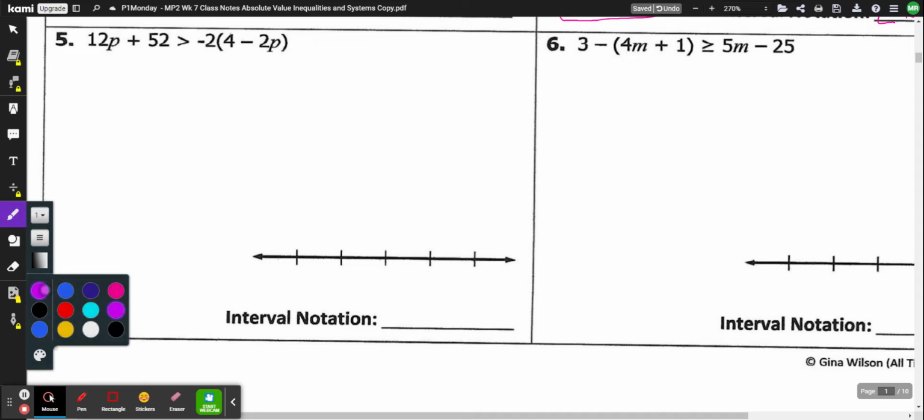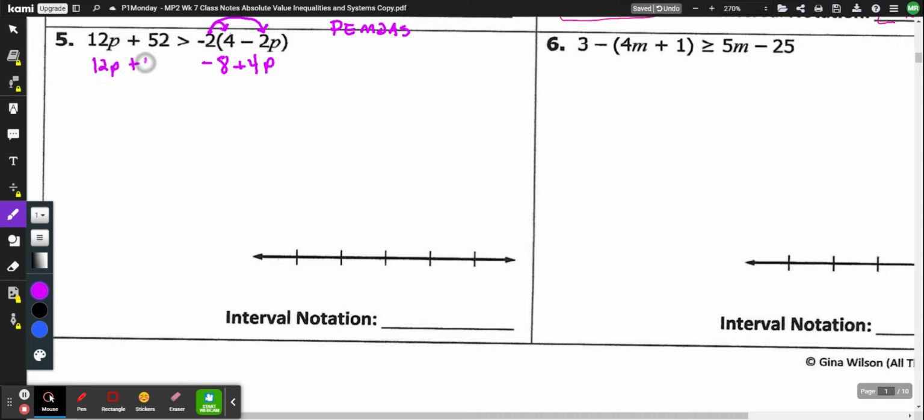First, I need to distribute this 2 over here into the parentheses. Okay, that's my first step. Remember PEMDAS. Order of operations is parentheses, exponents, multiplication, division, addition, and subtraction. So I'm going to do these parentheses first. -2 times 4 is -8, and -2 times -2 is +4, and then don't forget the p. 12p plus 52 on this side.